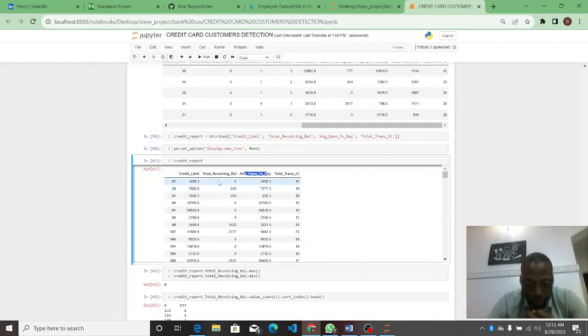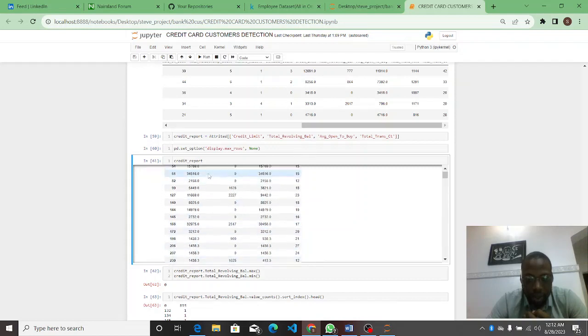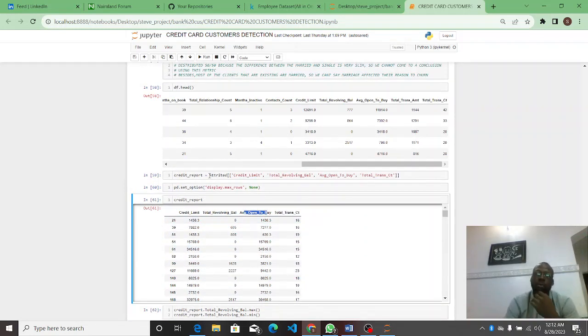Firstly, we did a value count for the total revolving balance. First of all, let's understand what the total revolving balance means. The total revolving balance can also be known as the current balance. In a credit card, either you have a current balance or you have an available balance.